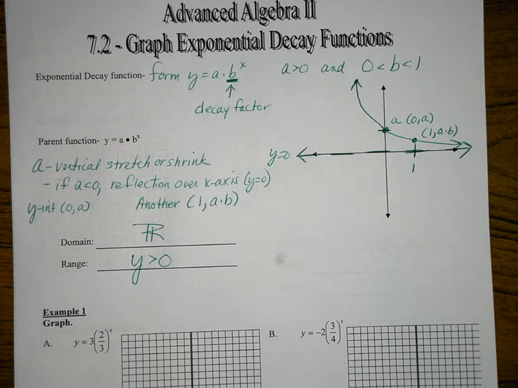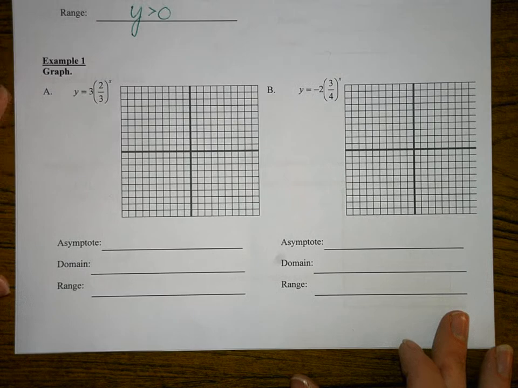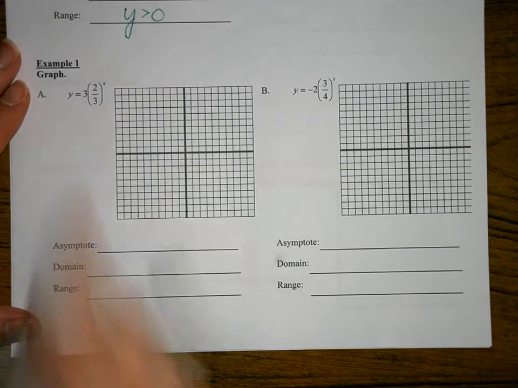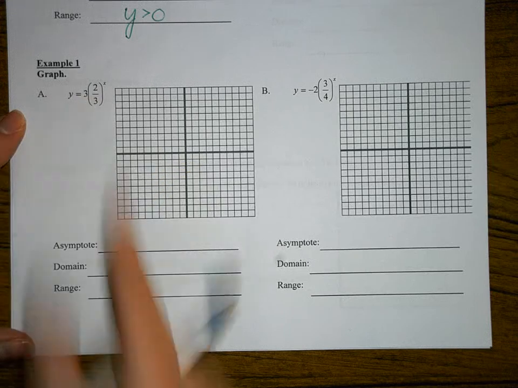Anybody have an issue with that? Okay, let's do one of those together, just very quickly to review, and then we will move on from there. So let's take a look at our A. Part A, y is equal to 3 times 2/3 to the x power.